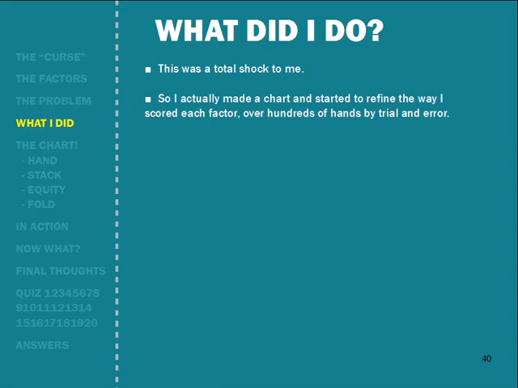So I figured, well, maybe I'm onto something here. I made a chart, putting all the information together, organizing how I ranked each factor and so forth. And I started to refine the way that I scored each factor over the course of hundreds, or maybe over 1,000 hands. I just did this by trial and error. I didn't run any sophisticated mathematics at all, or any software or anything like that, because I'm just really not good enough at math to do such a thing. So I'm hoping to get better at math. Maybe I wouldn't have to do this kind of thing.